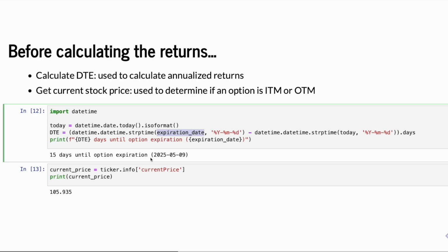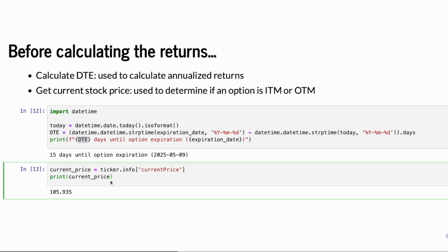So in this case, I'm looking at options expiring on May 9th, and at the time of recording, we have 15 days until the expiration date, and so my DTE is 15 days. We also need to calculate the current stock price, because this will be used to determine if an option is in the money or out of the money. And yFinance makes this very simple. We can use the ticker.info and then retrieve the current price attribute. So at the time of recording, the stock price is around $106.